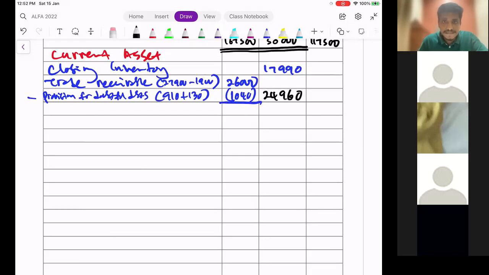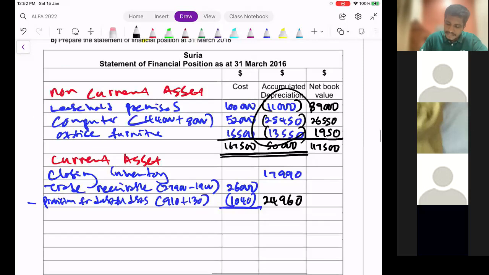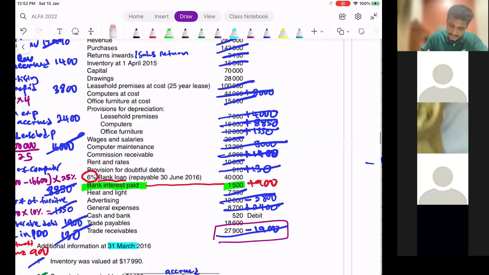24,960. Okay, how to get this accumulated depreciation? How to get this accumulated depreciation from here? This is last year's depreciation plus this year's depreciation. Just now, whenever I read the additional information, I got right here what? Last year's depreciation 16,000 plus this year's depreciation 8,850. You just total up these two, you'll get the accumulated depreciation. Accumulate means accumulate. Last year, this year plus together. That's the accumulate.